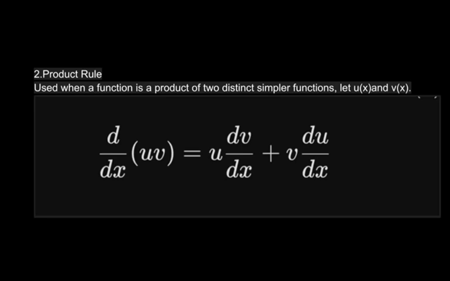For the second, product rule. It is used when a function is a product of two distinct simpler functions, let u(x) and v(x). Example, d/dx of uv equals u multiplied with dv/dx plus v multiplied with du/dx.